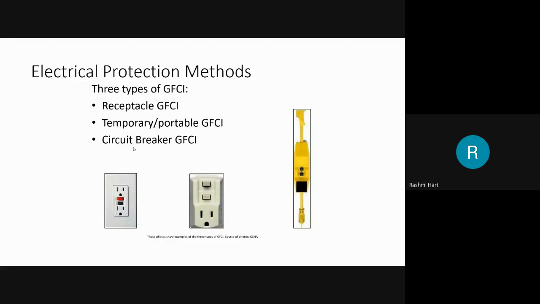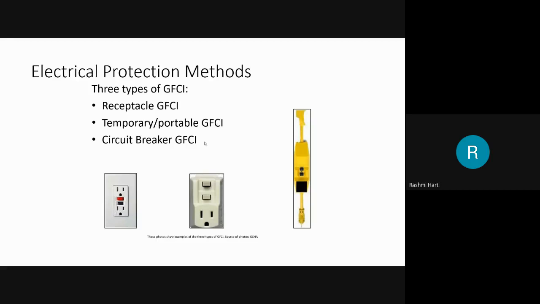Apart from that, you have temporary or portable GFCI. This is the temporary or portable GFCI. This particular portable GFCI is an extension cord combined with the GFCI. So it adds flexibility in using receptacles that are not protected by GFCI. Extension cords with GFCI protection incorporated should be used when permanent protection is unavailable. So you can use this particular GFCI when there is no permanent protection available.